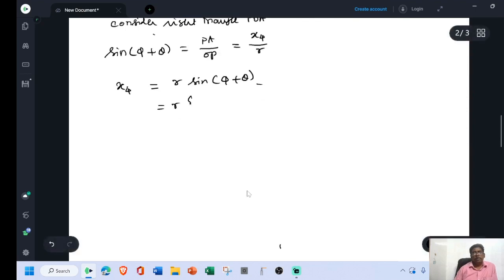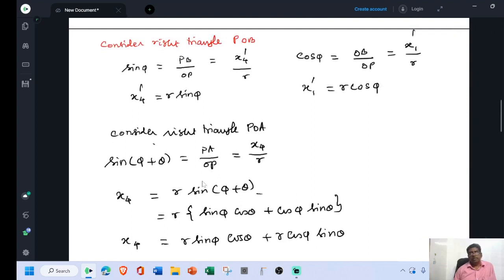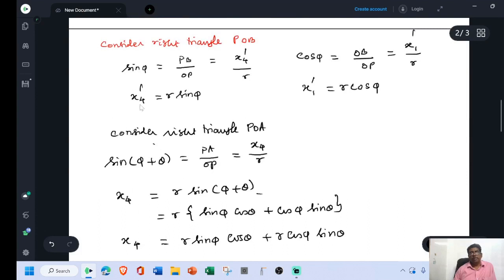This is equal to sin pi cos theta plus cos pi sin theta. Sin A cos B plus cos A sin B. This is R sin pi cos theta plus R cos pi sin theta. This is x4. Then the value of R sin pi is x4 dash.